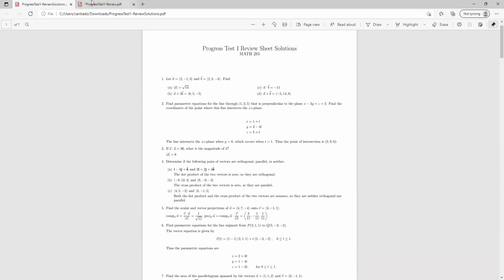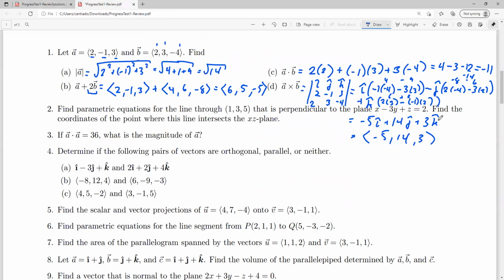And oh, -5, 14, and 8. I did something wrong here. Oh yeah, this is 6 plus 2. Sorry, what was I doing? 6 plus 2 is 8. Yeah, oh yeah. So those are the answers there.